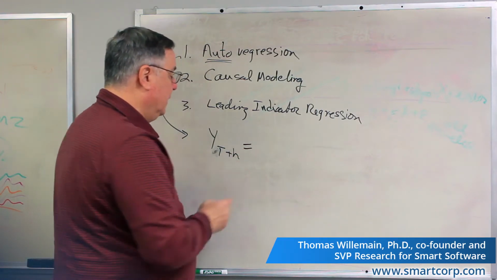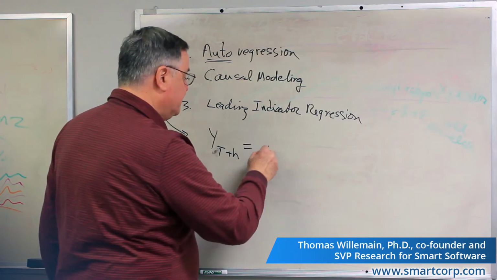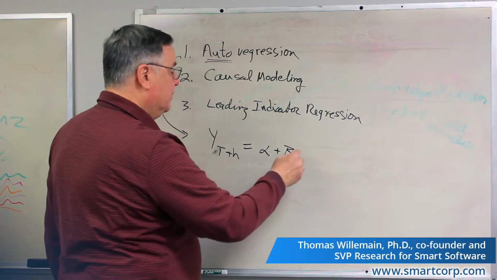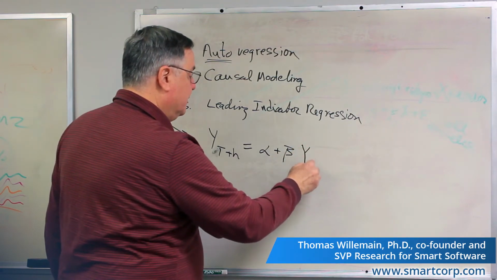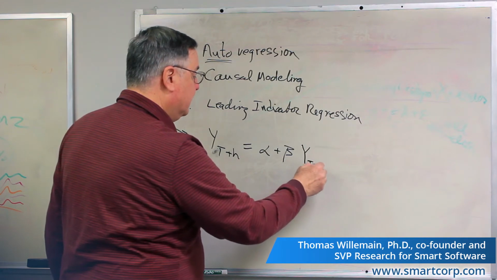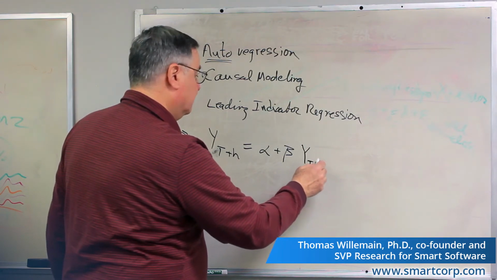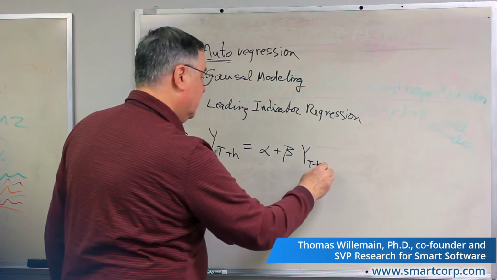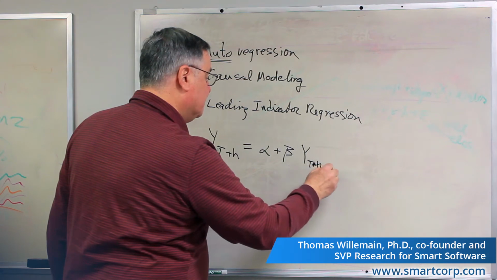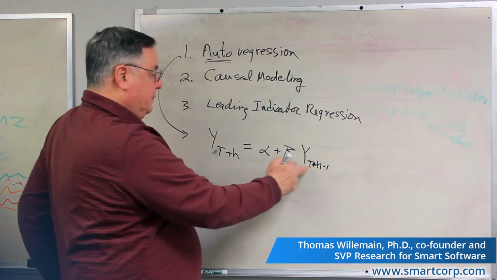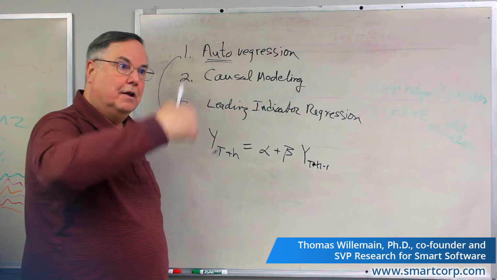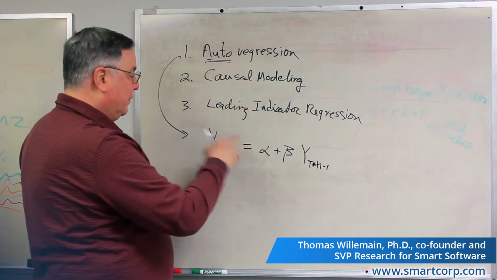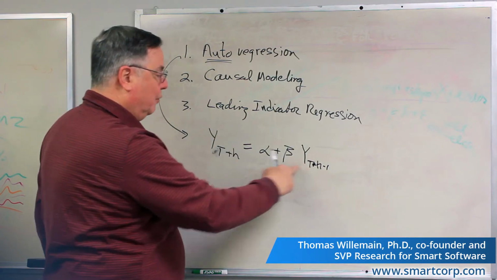And the model we can use here is we're going to have an intercept plus a slope times something. And the thing we're going to use now is y at t plus h minus 1. So this would be at not 3 quarters ahead, but 2 quarters ahead. And so we're predicting y from a slightly older value of y.